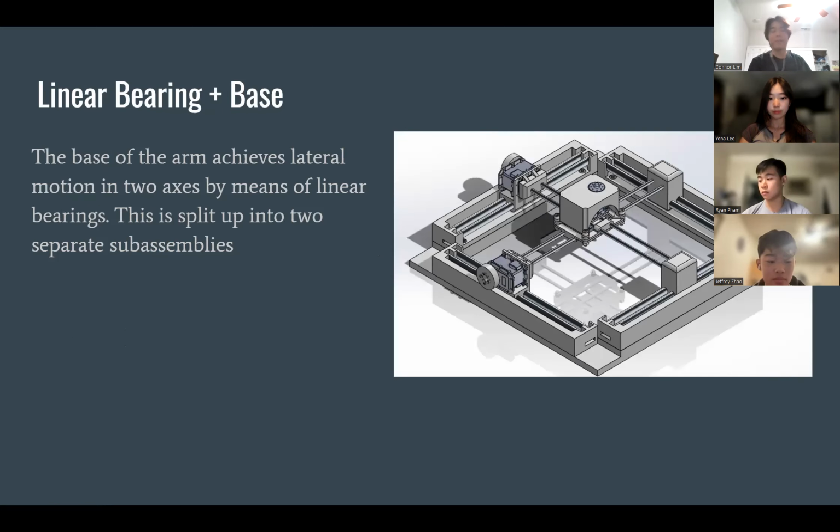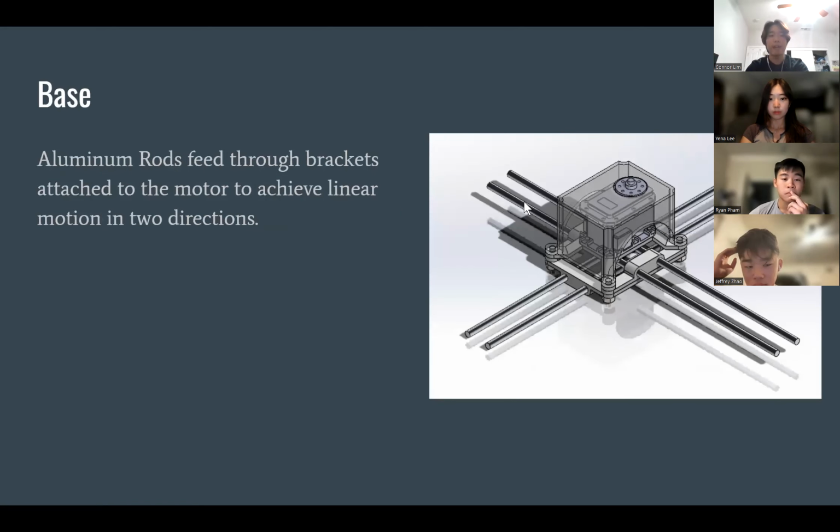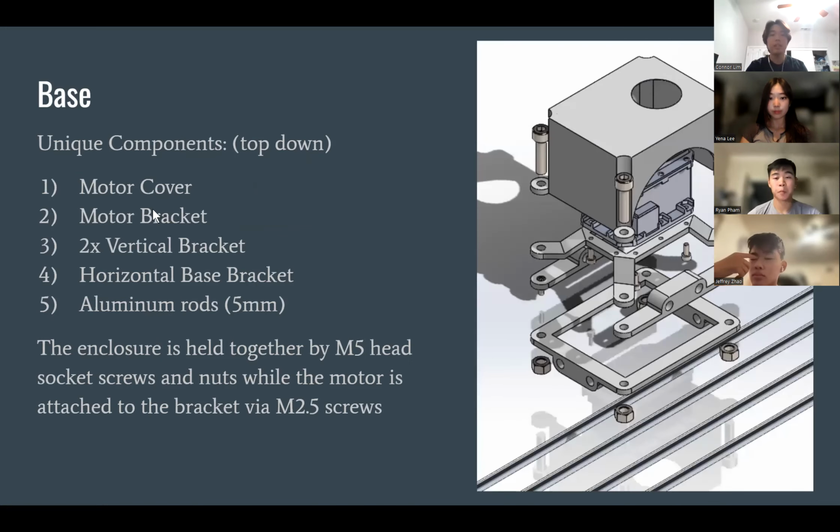So first we have, I guess, my sub-assemblies. And so the whole base of the robotic arm was split into 2 smaller sub-assemblies, that being the base that serves as a rotation, and then the 2 linear bearings that serve for the X and Y degrees of freedom. And so here we have the base that connects directly to the lower arm, and this is the one that grants rotational freedom. And so this is composed of 5 unique components.